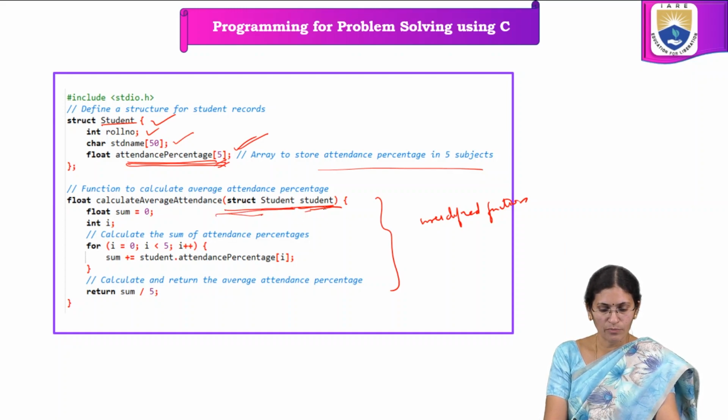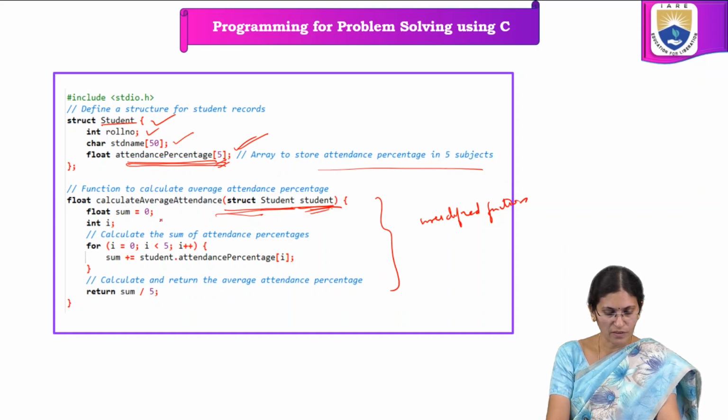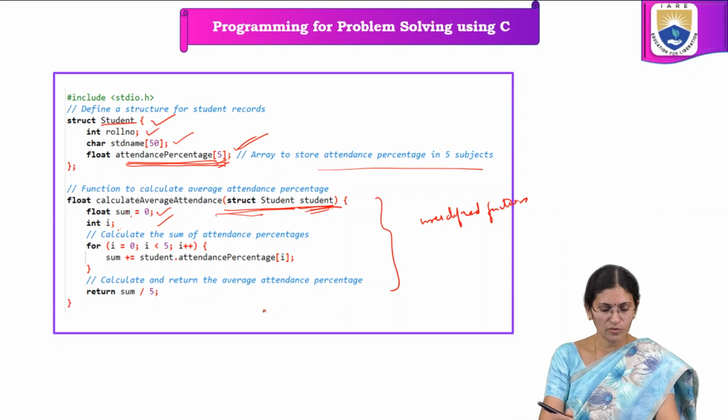So this is the data type of this particular variable which we are passing. Here we have two variables, sum and i. Sum is of float type, i is an integer variable. Then in order to calculate the attendance percentage, we need not access the roll number and name. Just this information is more than enough.